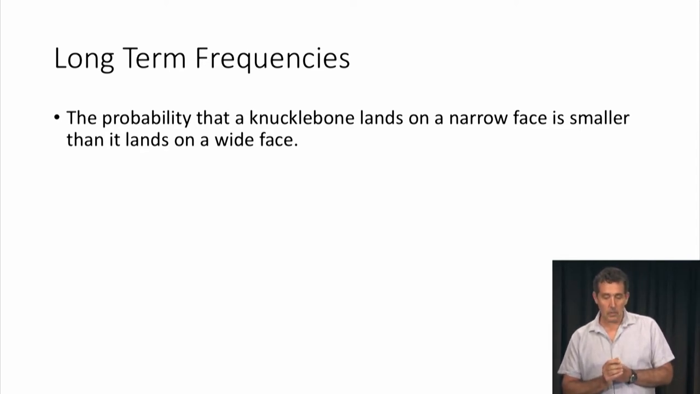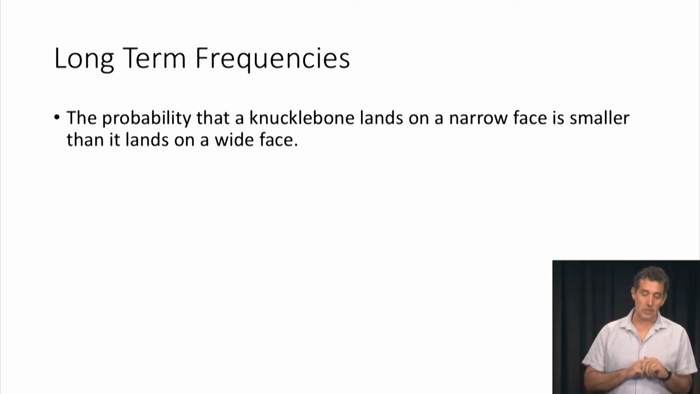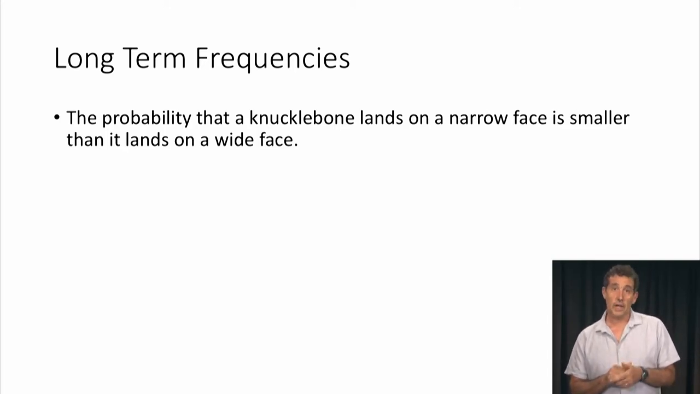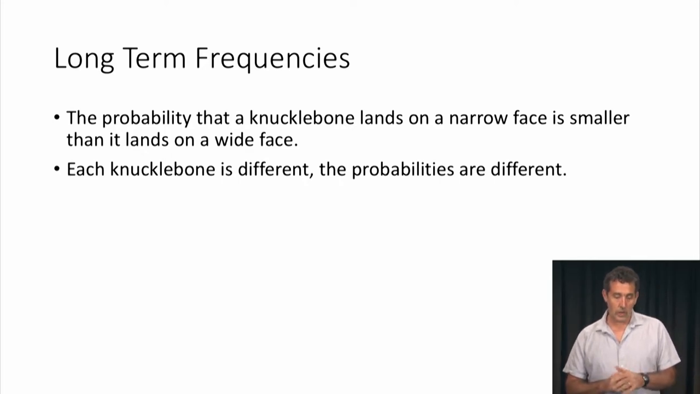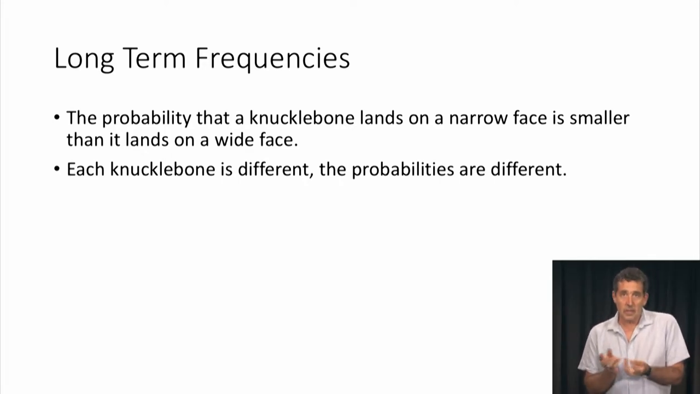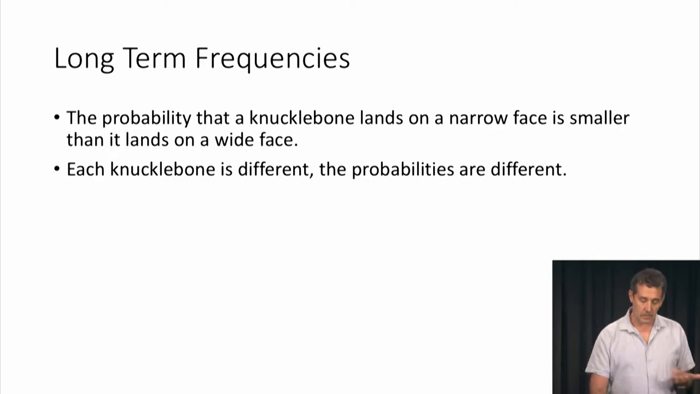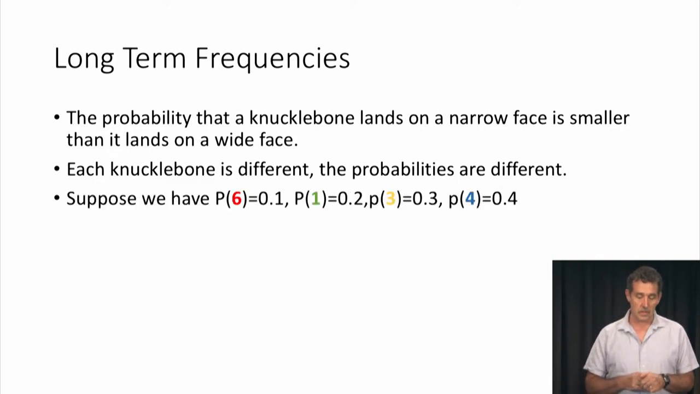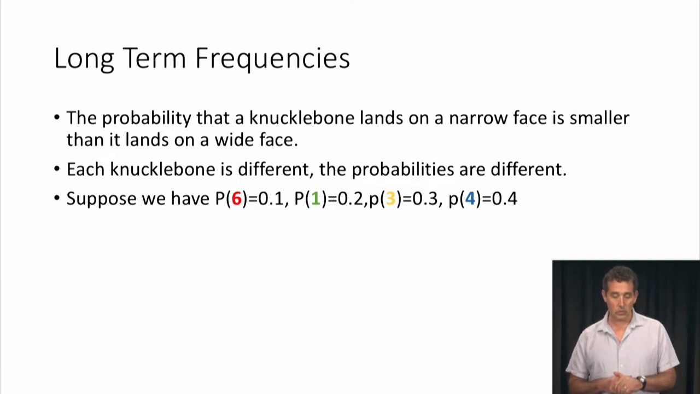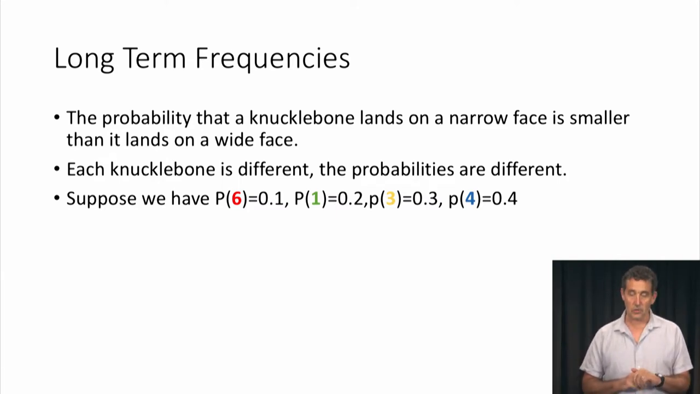So the probability, as I said, of a knuckle bone to land on a narrow face is smaller than to land on a wide face. So each knuckle bone is different, and so the probabilities are going to be different. But let's just assume for now that the probability of the four sides is, as it says here, 0.1, 0.2, 0.3, and 0.4. Okay, so those are the probabilities of the four possible outcomes, each one with the number of points that you get.